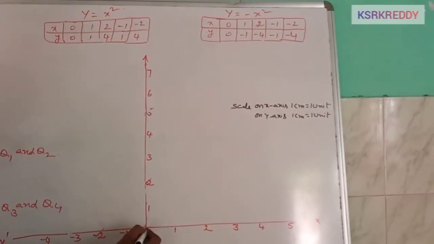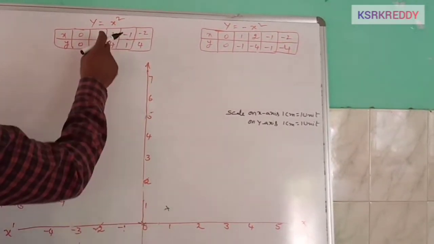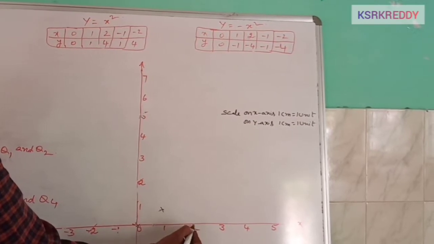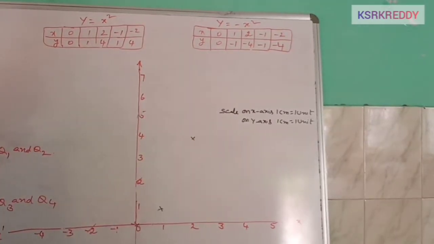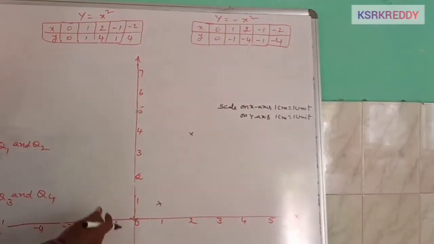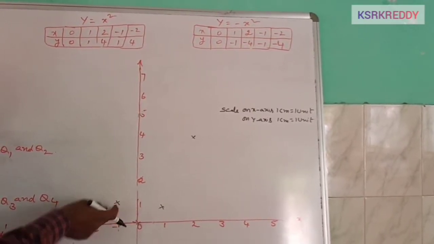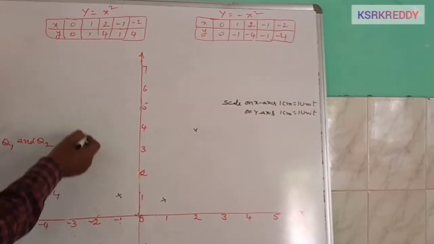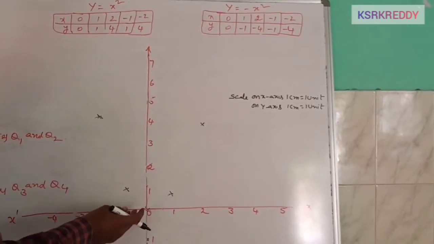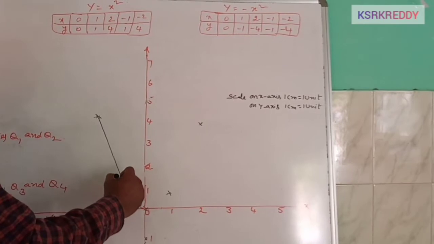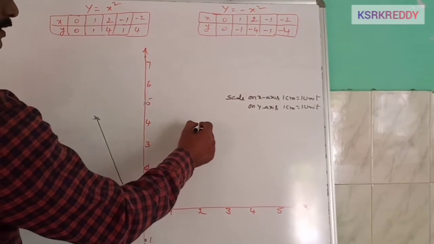So 0 comma 0 is the origin point, 1 comma 1 is in the first coordinate, and 2 comma 4 is also in the first coordinate. 2 is on the x-axis, 4 is on the y-axis. And next, minus 1 comma 1, and minus 2 comma 4. These points are joined with a smooth curve.